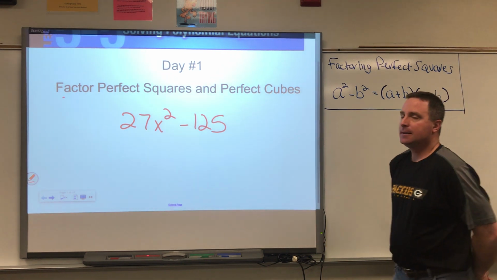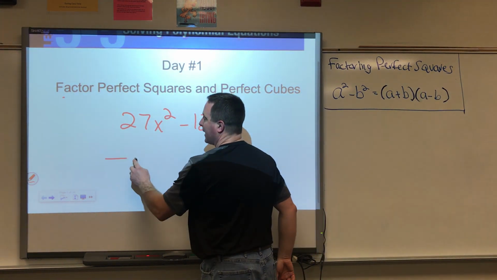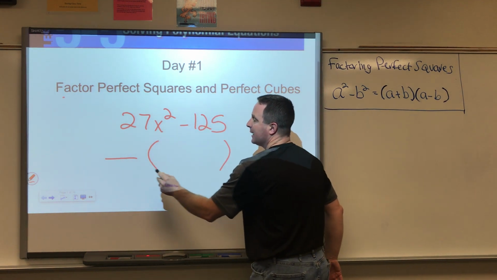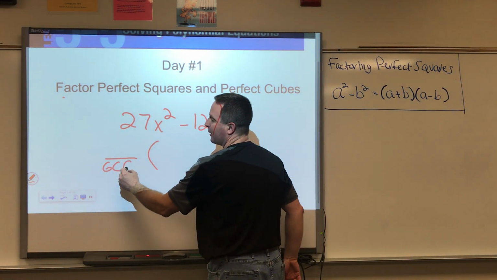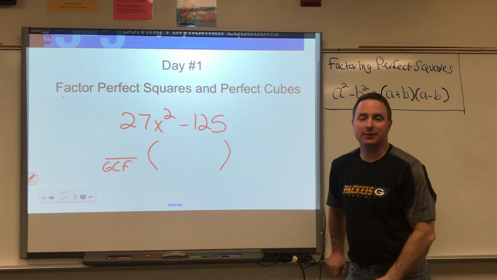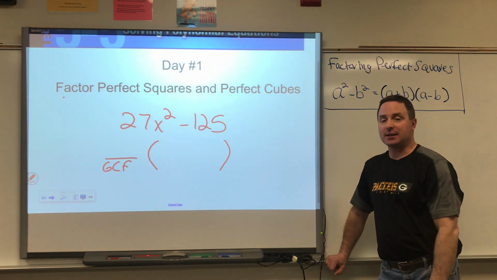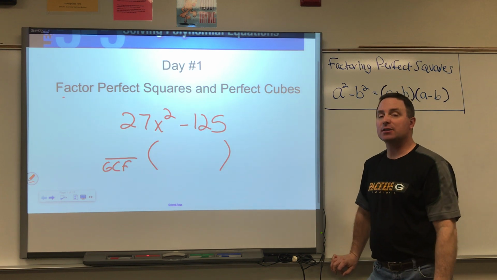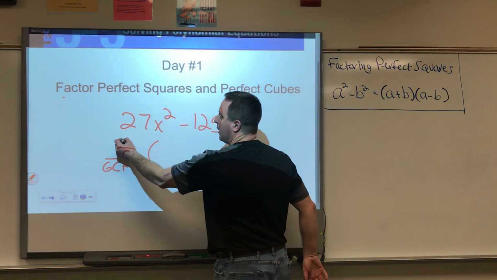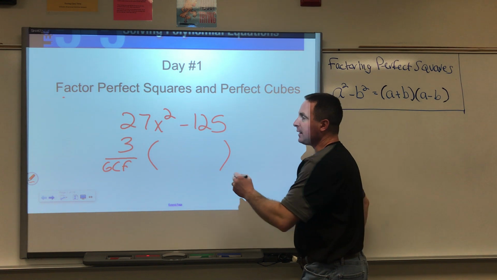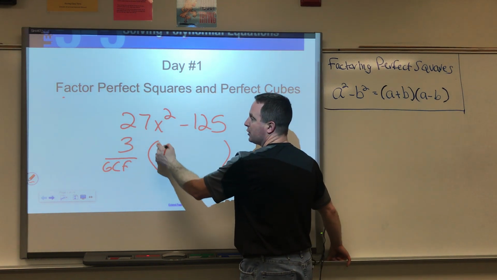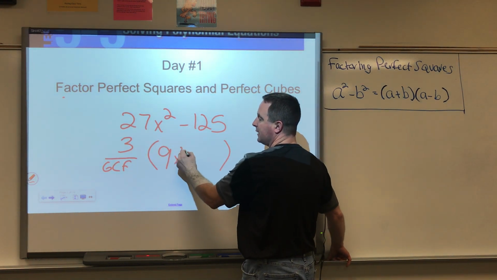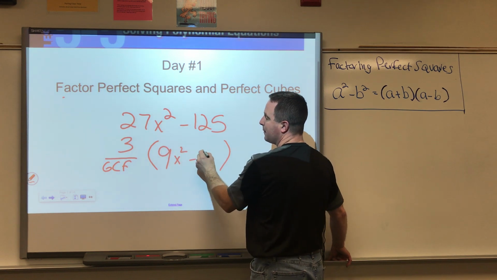Okay, well, we took a look at this a while back when we did factoring. Can we take something out? Do they have a greatest common factor? And if you look at your factor sheet and go down 27 and 125, you'll see the biggest number that goes into both of them is a 3. So I'm going to divide out a 3. And watch what happens when I divide out a 3. 27 divided by 3 is 9. And 125 divided by 3 is 25.